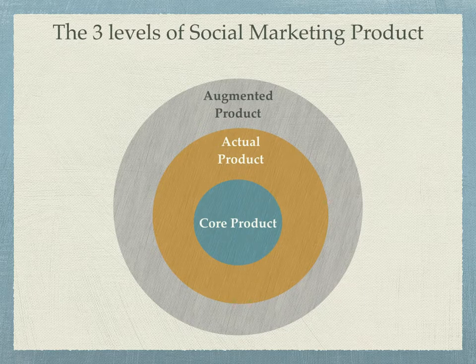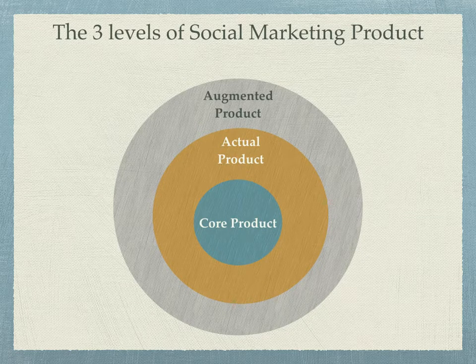So, going back to the core product, actual product, and augmented product, an example of a core product would be, for example, smoking. So, your core product for making teenagers stop smoking would be, by not smoking, you don't risk addiction to nicotine or whatever. The actual product that you can make or provide, for example, would be fruits and vegetables, test for HIV, test for nicotine, etc.